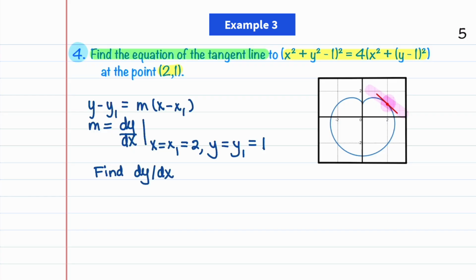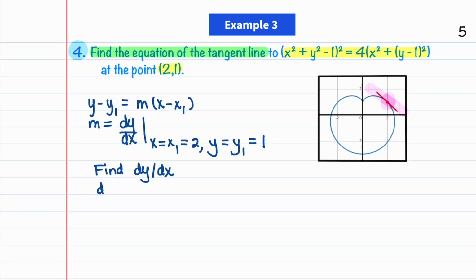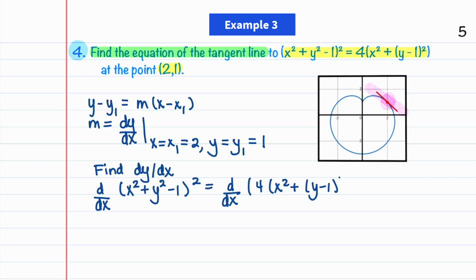Looking back up at the equation in the upper right that's highlighted in yellow, we are going to take the derivative with respect to x of both sides of that equation. So we have the derivative with respect to x of x squared plus y squared minus 1 quantity squared is equal to the derivative with respect to x of 4 times x squared plus the quantity y minus 1 squared.